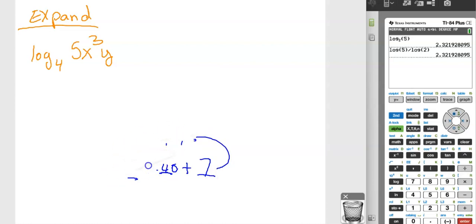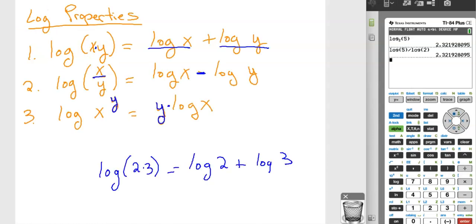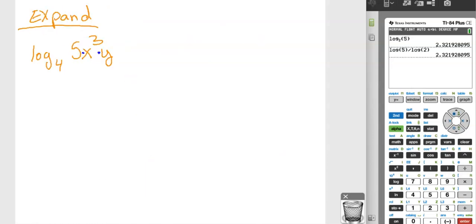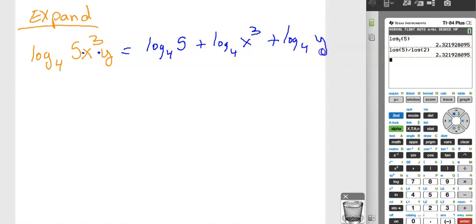So what I'm going to do is expand this logarithm problem into different components of it. Here I have, notice, this is multiplication. And remember, the multiplication rule literally means the addition of each of those. So that's literally log base 4 of 5 plus log base 4 of x cubed plus log base 4 of y.